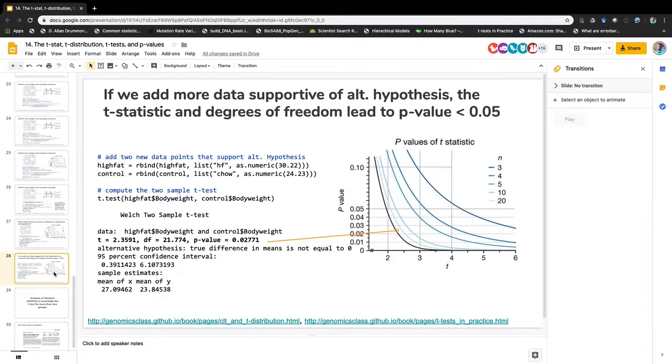Right. So what could we do? We're on this threshold of 0.053. How could we get it over the finish line, so to speak? Well, honestly, what you'd want to do is do more experiments. And so I did an in silico experiment where I just added two more weights, one more for each group. So now we have 13 samples for the high fat and 13 for the control. And I gave them weights that support the alternative hypothesis artificially. So I made the high fat weight higher than the control weight.